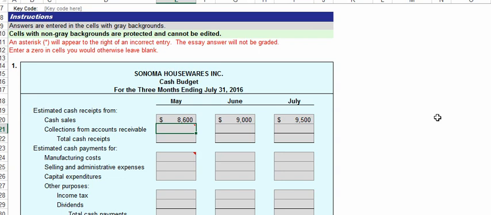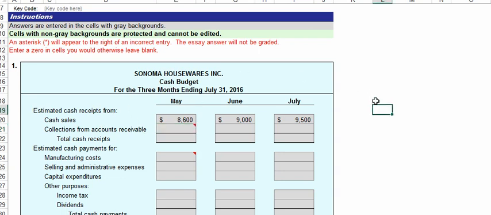Okay, now we need to read a little further. They tell us of sales on account, 70% are expected to be collected in the month following the sale, the remainder the next month, or the second month following the sale. So in May, we will collect 70% of sales made on account in April, and the other 30% of sales made on account in March, 70% of which got collected in April.